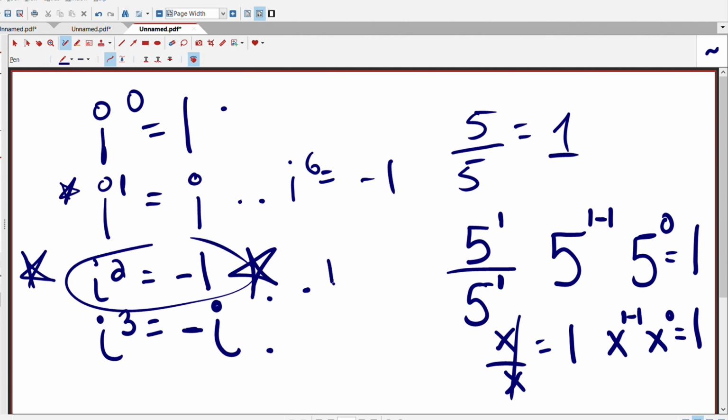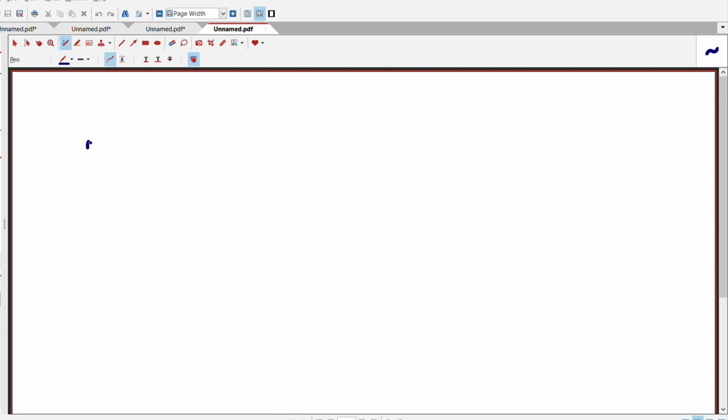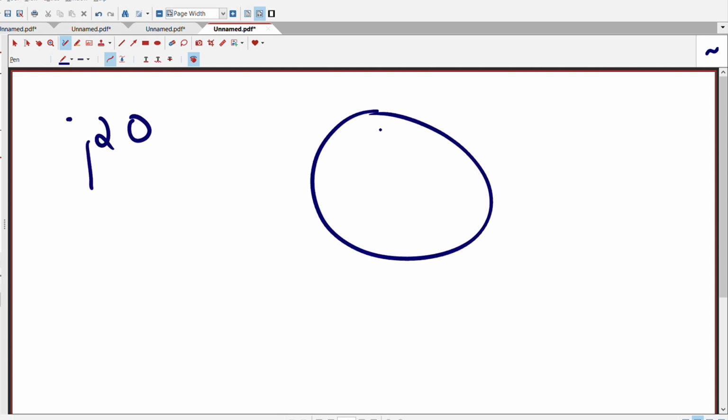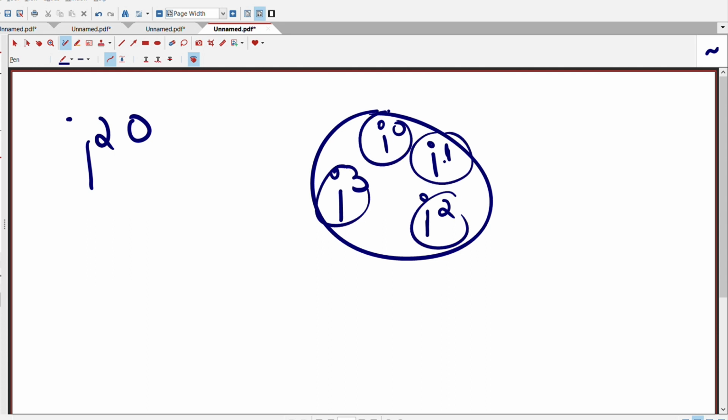I'm going to do another one, i to the 7th. I could start with 1 and go 1, 2, 3, 4, 5, 6, 7, and the answer is negative i. So basically, if you have i to the 20, you could even make a circle if it makes it easier. i to the 0, i to the 1, i to the 2, and i to the 3. And if we want i to the 20, we could count 1, 2, 3, 4, and keep going, 5, 6, 7, 8, 9, 10, 11, 12, 13, 14, 15, 16, 17, 18, 19, 20. It's the same as i to the 0, and anything to the 0 power is 1.